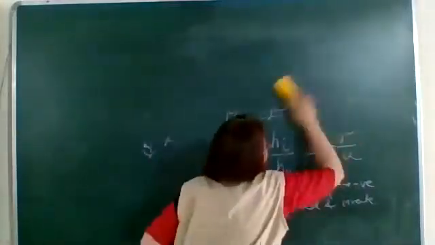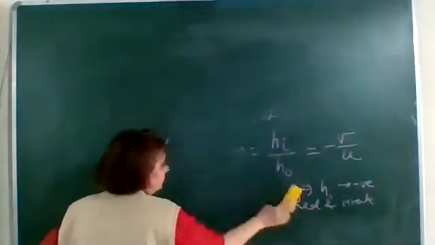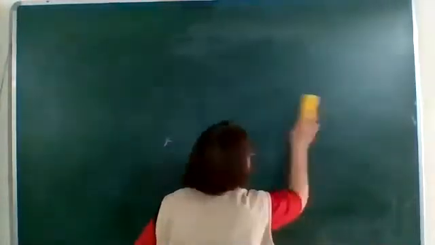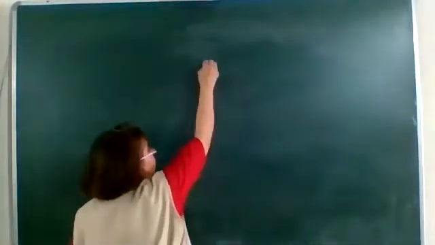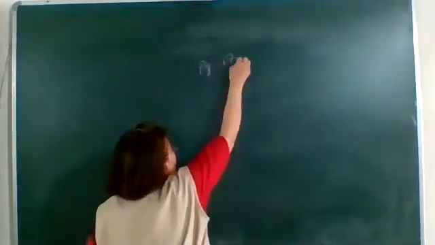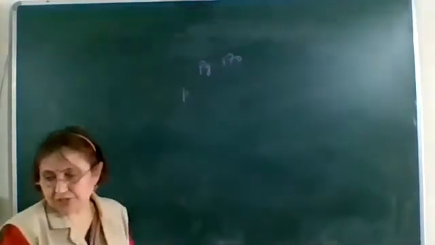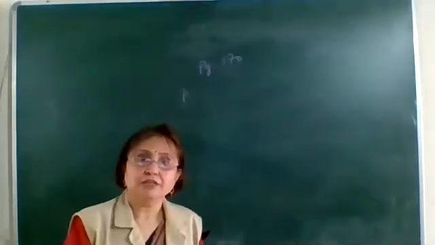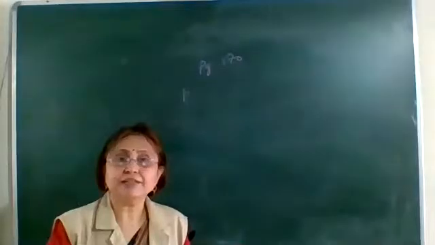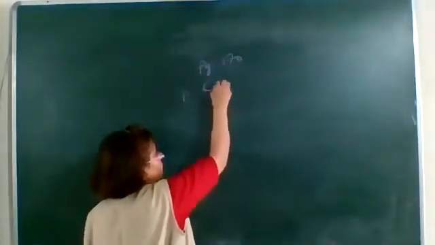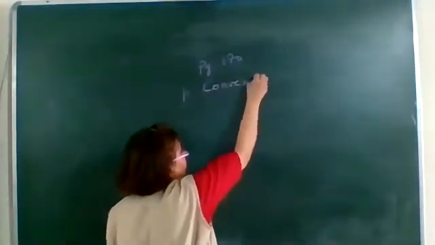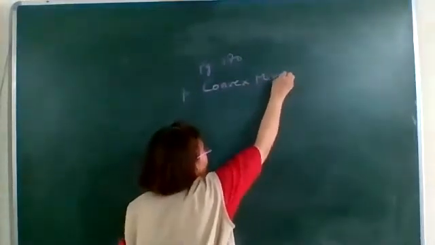Example 10.1 on page number 170. Okay, page 170. First question, it is a solved question. A convex mirror. So the first thing you will write, which mirror is that? It is a convex mirror. So you will write down which mirror: convex mirror.